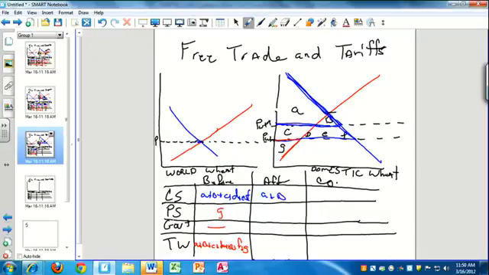Producer surplus. Everything below the price the producer is getting, to the left of the quantity. Well, he's getting the price with the tariff, so it's C plus G. Government still didn't do anything. Oh, wait a minute. Government did do something. Sorry.